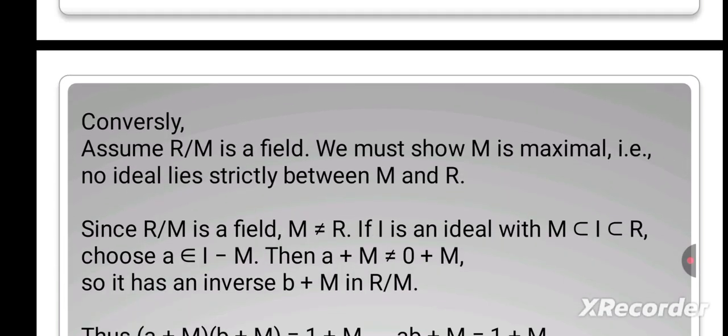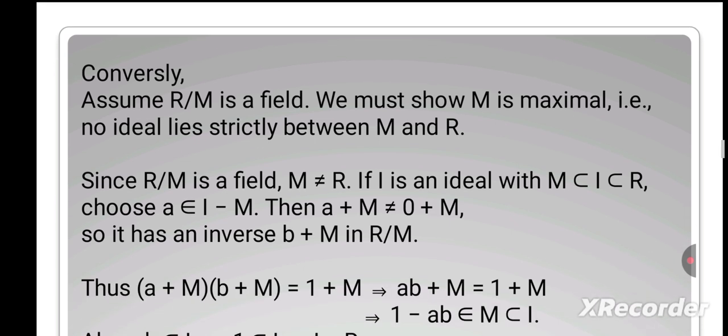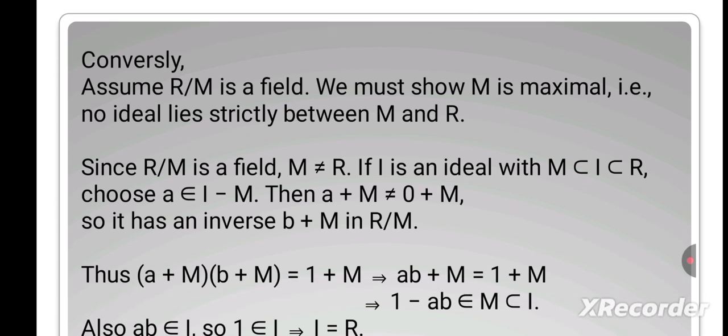For the converse part, let us assume R/M is a field and we have to show that M is maximal, that is, no ideal lies strictly between M and R. Since R/M is a field, we know that M is not equal to R. If I is an ideal with M contained in I contained in R, choose some a belongs to I minus M, then a plus M is not equal to 0 plus M. So it has an inverse b plus M in R/M.